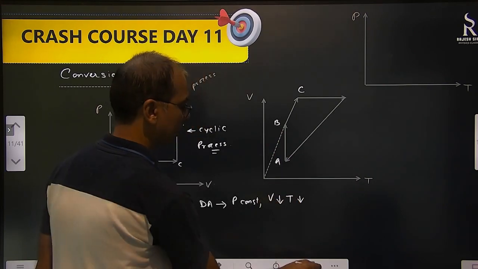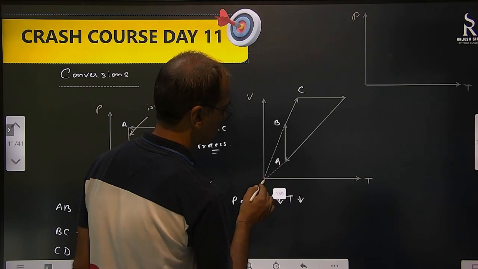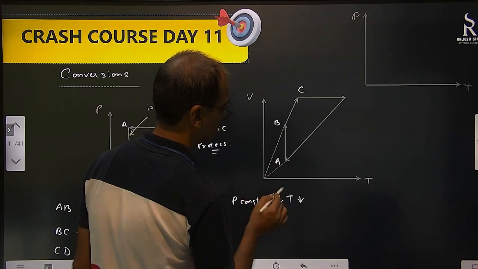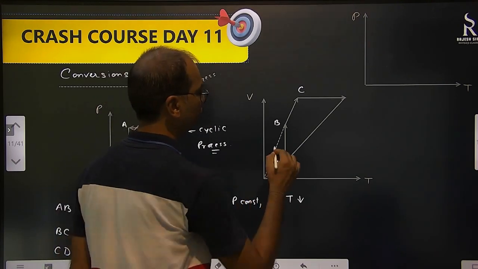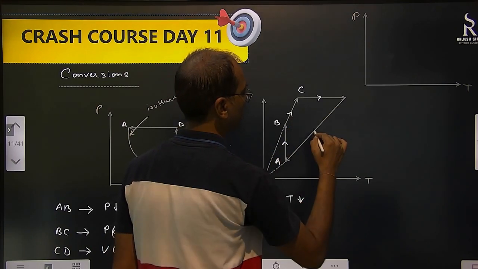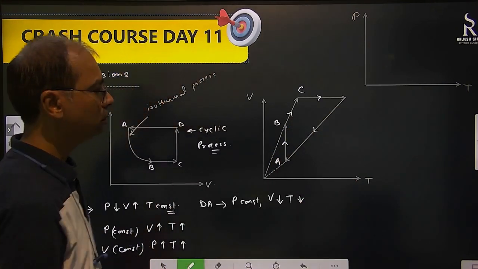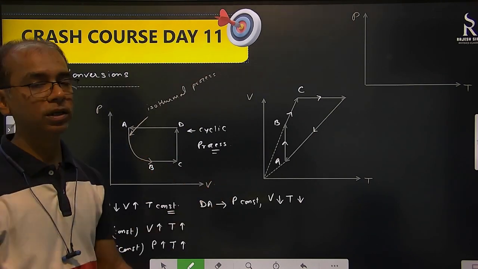And this will look like it's coming from the origin, something like this. So how are the arrows? Arrows we have already done. This is A to B, B to C, C to D, and D to A. So that was the conversion of this into the VT graph.